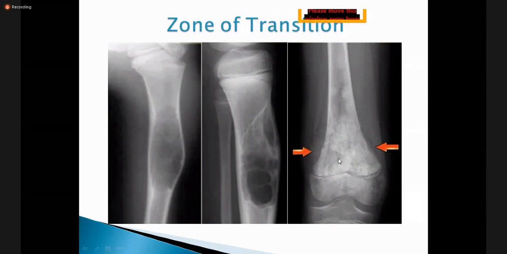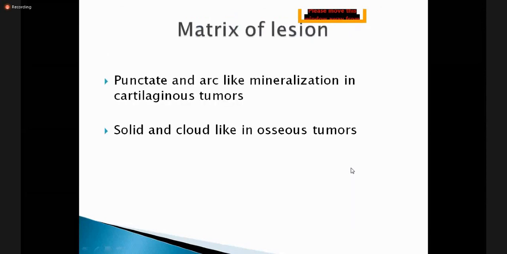But here there are ill-defined margins, an ill-defined lesion, multiple lucencies, sclerosis, and there is cortical erosion with periosteal reaction. This white line outside is the periosteal reaction. So this is an aggressive lesion. We cannot separate where this is normal or abnormal bone. So there is a wide zone of transition, and this is an aggressive lesion.